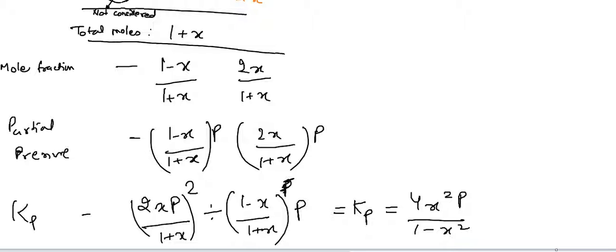You must be thinking, I have got the value of Kp. Kp is defined as products upon reactants. This is the product here, partial pressure of product upon partial pressure of reactants. So you're getting this as a whole.